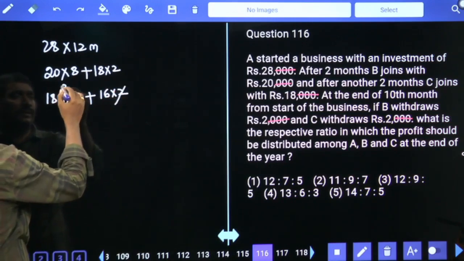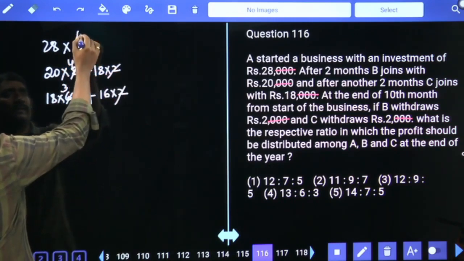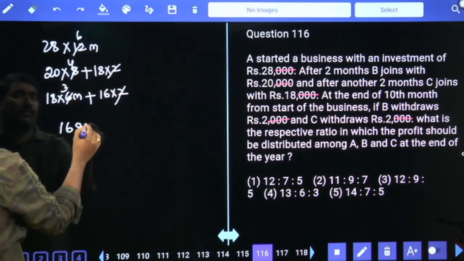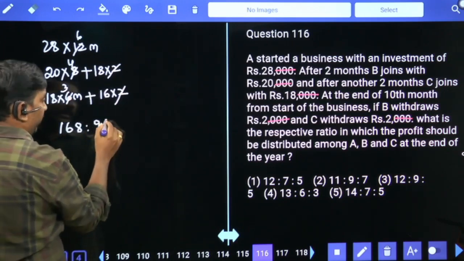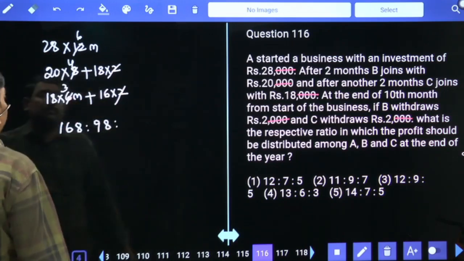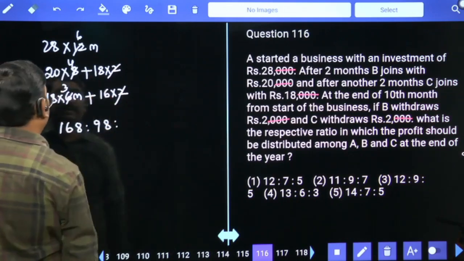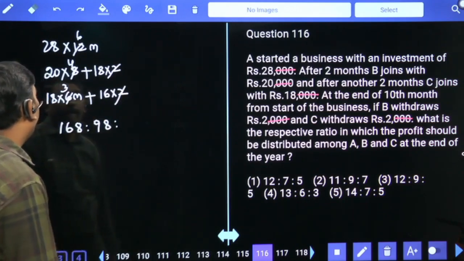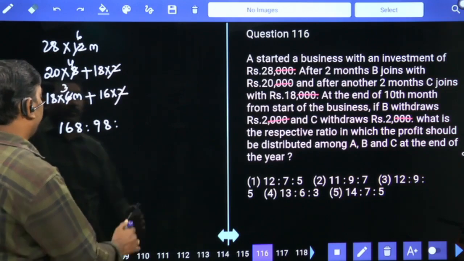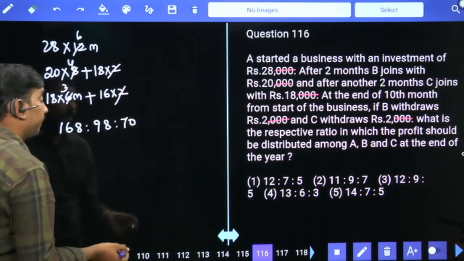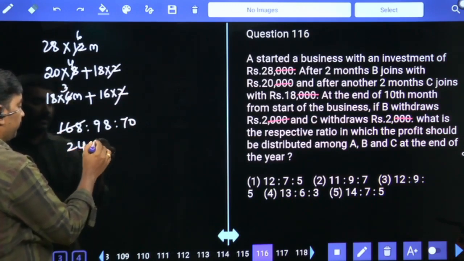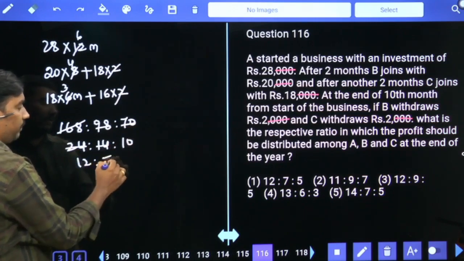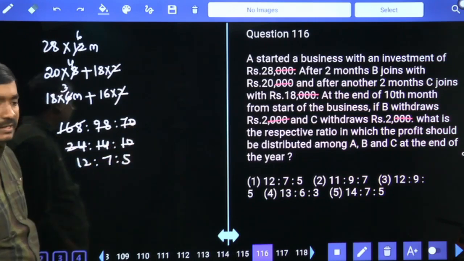28 times 6 is 168. 80 plus 18 is 98. Sorry, 24 is 80 plus 18. 18 threes are 54, plus 16 is 70. The ratio is 24 : 14 : 10, so 12 : 7 : 5 is your answer.